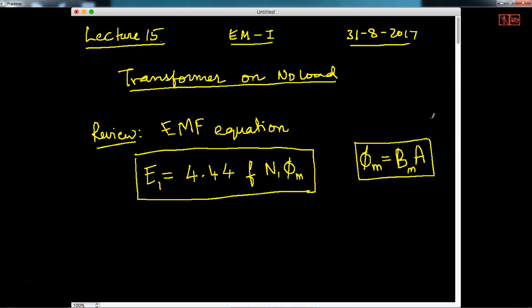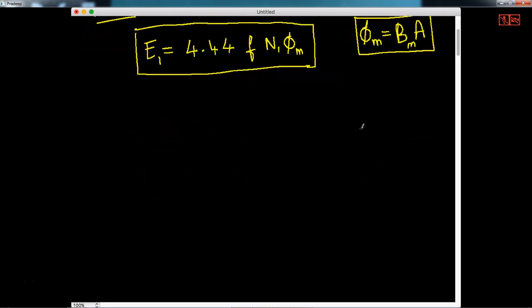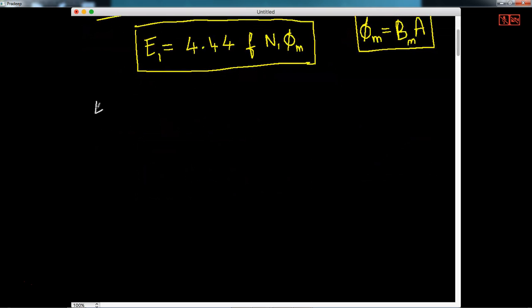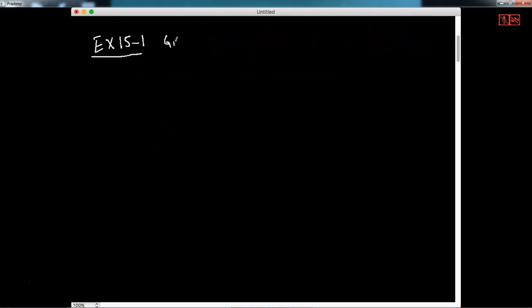Based on this, we had solved some example problems, but just for revision, let's work out one example today. So I'll just give you the example. Let me write the example. Let's call it 15-1. So what is the given data? Given data is like this.